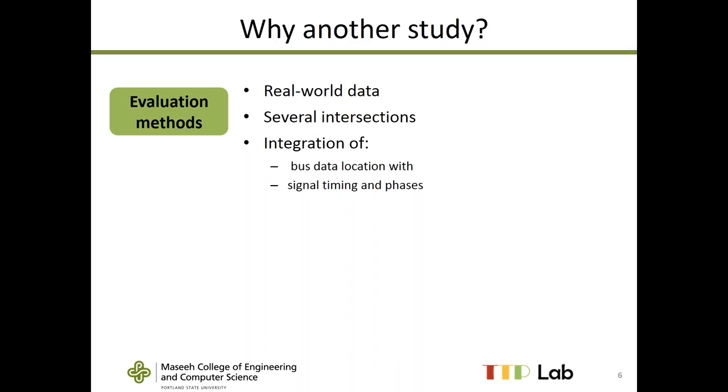The first thing was that we were using real world data, and we were integrating data sets that had not been integrated before. Also, we were looking at each intersection at a time instead of looking at the corridor, and we were able to integrate signal timing and the actual phases from the controller. Most studies in the past either did simulations or looked at corridors based just on bus data, without an actual integration of signal timing and phases.